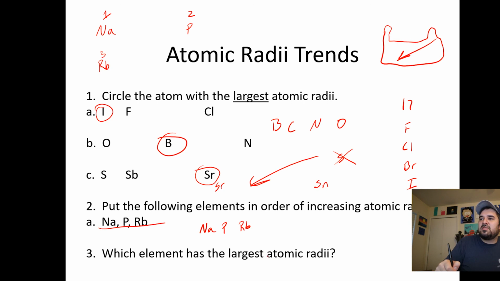Which element has the largest atomic radii? So they're asking here basically based on the entire periodic table. And the answer to this one is going to be francium. Any questions on atomic radii? All right, let's move on.